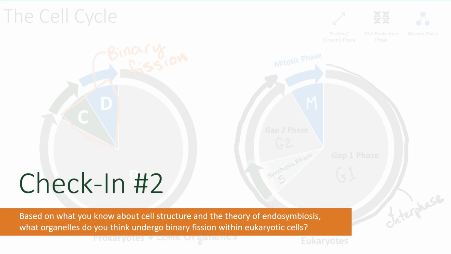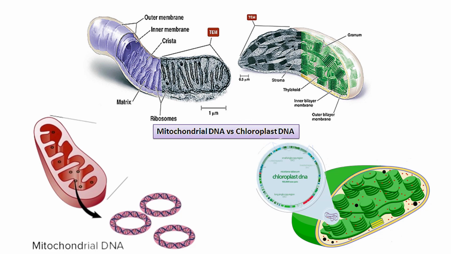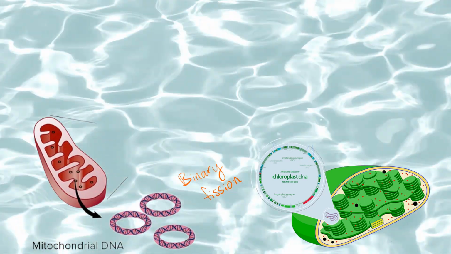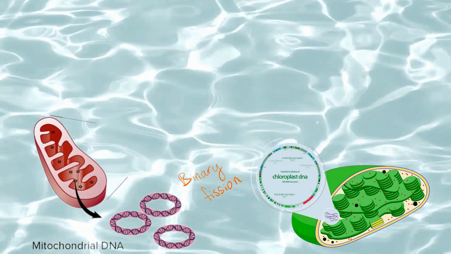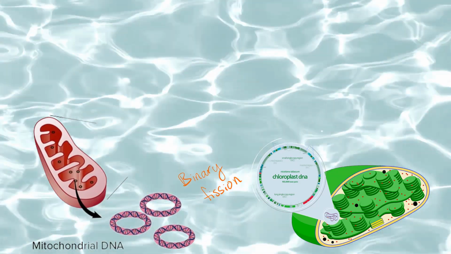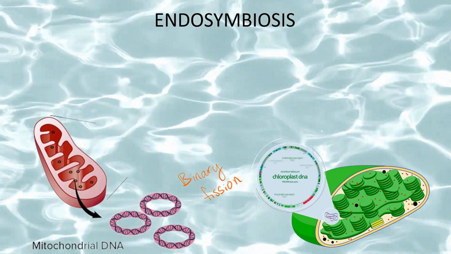Well, as it turns out, just like prokaryotic organisms, chloroplasts and mitochondria both contain DNA packaged as single circular chromosomes. These organelles also replicate their chromosomes and undergo binary fission within the cytoplasm of eukaryotic cells. Information such as this, along with some other similarities shared between these organelles and prokaryotic organisms, support the theory of endosymbiosis. Pretty cool, right?